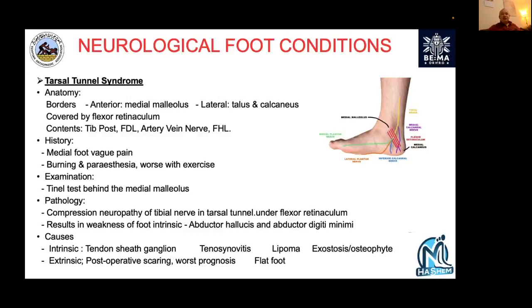So as we do with the carpal tunnel, you need to understand the anatomy of the tarsal tunnel. The tarsal tunnel is just behind your medial malleolus, and it's triangular in shape. The anterior border is the medial malleolus. The lateral border is the talus and calcaneum, and the cover, or the top of it, is the flexor retinaculum. It has inside the tibialis posterior, flexor digitorum longus, artery, vein, nerve, and flexor hallucis longus. Tib post, FDL, artery, vein, nerve, and FHL.